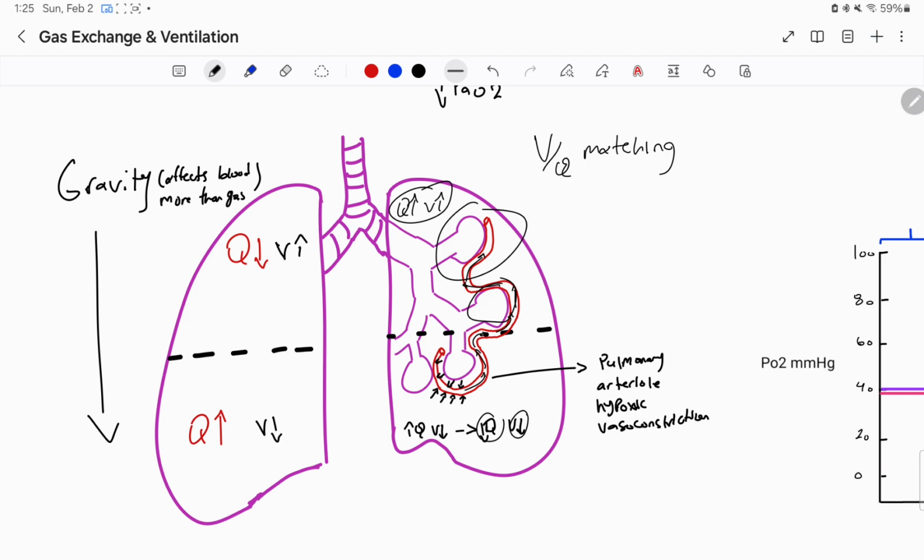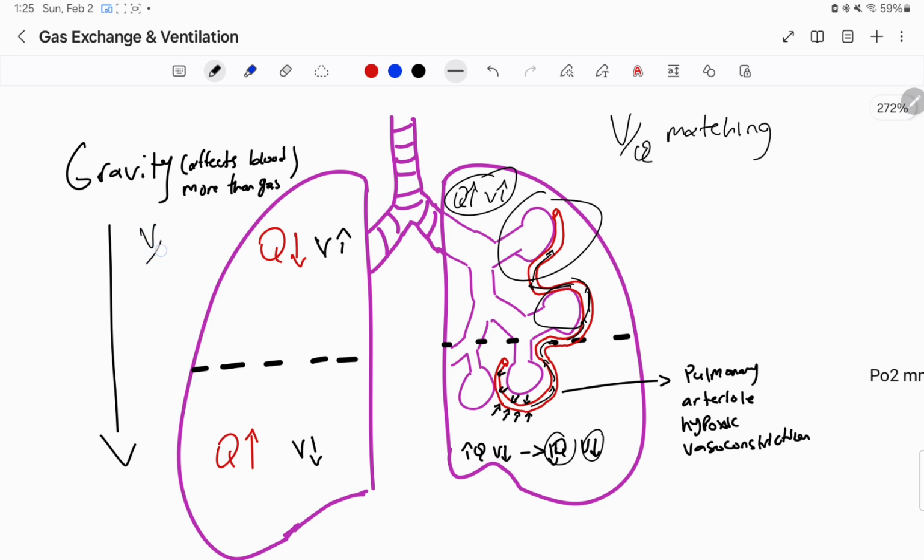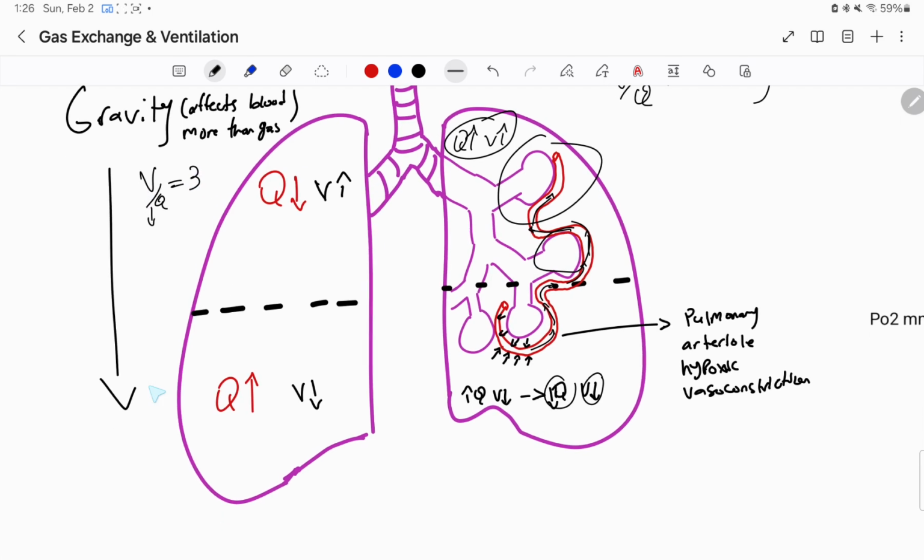Right, and a great example of this, by the way, could have been that the VQ ratio up here was around 3, okay? Because this was very low and this was normal, okay? So this would have been about 3. The VQ ratio here might have been less than or equal to 1, okay? Probably less than 1, though. And we actually brought these closer to 1.